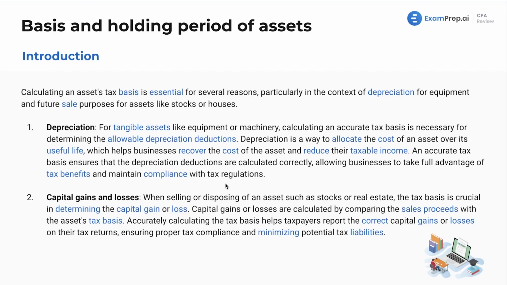Now, capital gains and losses. When we sell an asset, whether that's stocks or a house or machinery, equipment, factory, warehouse, anything at all like that, when we sell or dispose of an asset, the tax basis is crucial in order to determine the capital gain or loss when that asset is sold. Capital gains and losses are calculated by comparing the sales proceeds with the asset's tax basis. That's pretty much your good old general formula. What is your gain or loss on something? It is what you received, your sales proceeds, minus the basis given up.